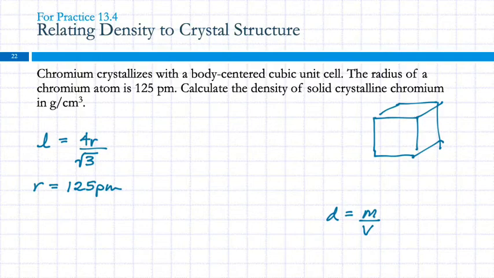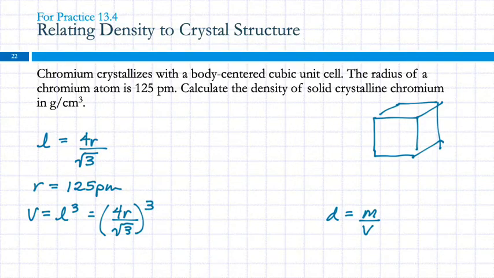Well, the volume isn't too hard. We've already calculated that once. The volume is L cubed, right? So the volume of the cell is equal to L cubed, which is 4R over the square root of 3, cubed. You just need to put the number in there.